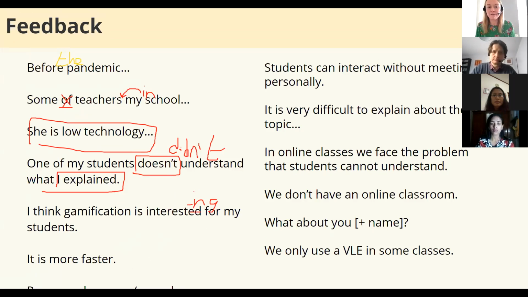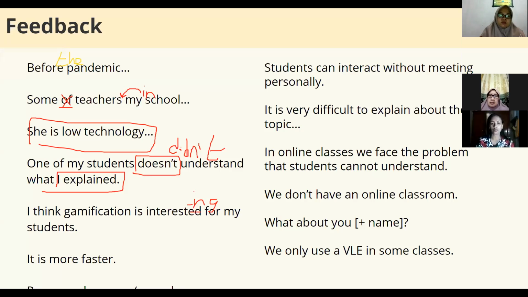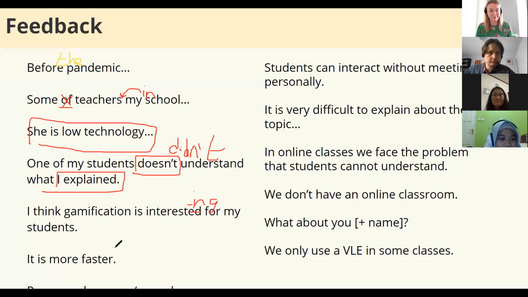So we use the -ed form to talk about a person's feelings. So I'm interested in gamification. Yeah, my students are interested in it. But we use -ing to describe the thing or the situation that makes the person feel that way. So gamification is interesting because my students are interested in it. So the -ing form is correct here. Well done for getting that one right.